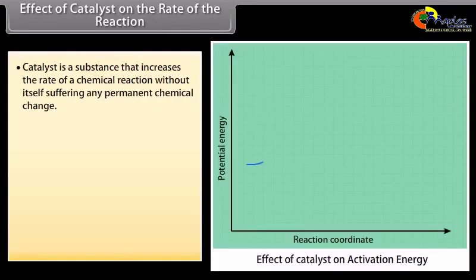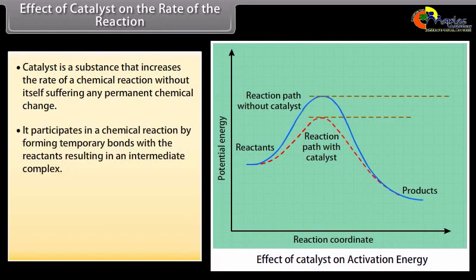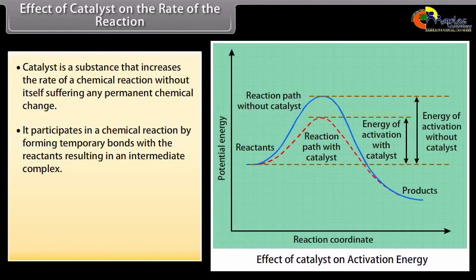Effect of catalyst on the rate of the reaction. Catalyst is a substance that increases the rate of a chemical reaction without itself suffering any permanent chemical change. It participates in a chemical reaction by forming temporary bonds with the reactants, resulting in an intermediate complex.